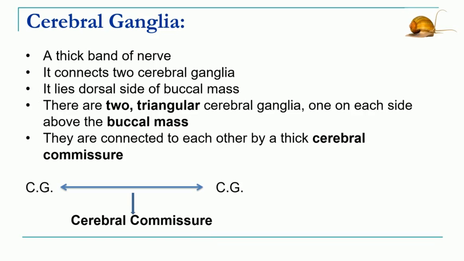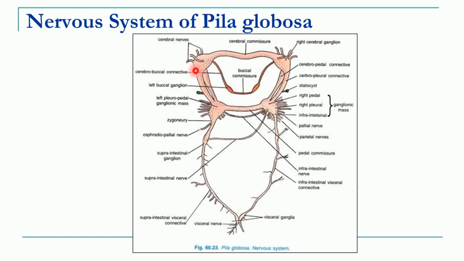The first important type of ganglion is the cerebral ganglion. So let's first see the position of this cerebral ganglion. Here is one cerebral ganglion and here is the second cerebral ganglion. As I told you, when two similar ganglion are connected, that connection is called a commissure. So this connection between two cerebral ganglion is obviously called the cerebral commissure.